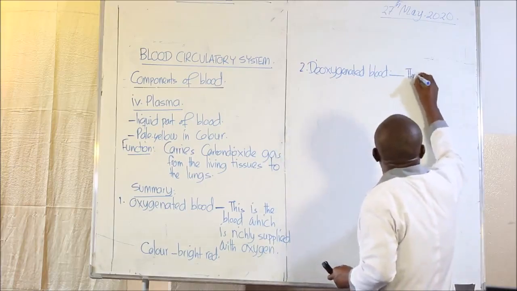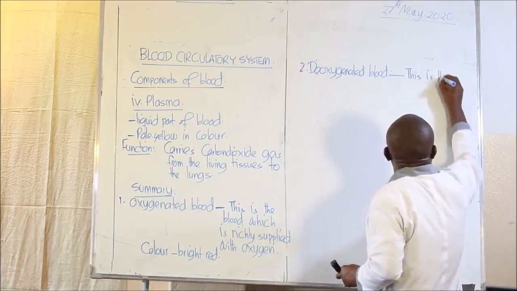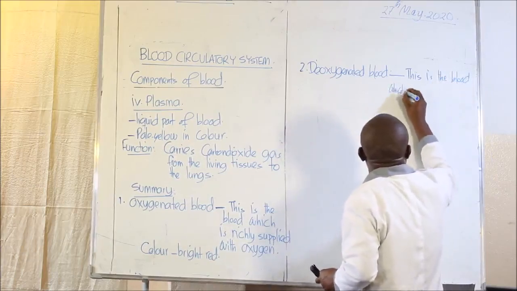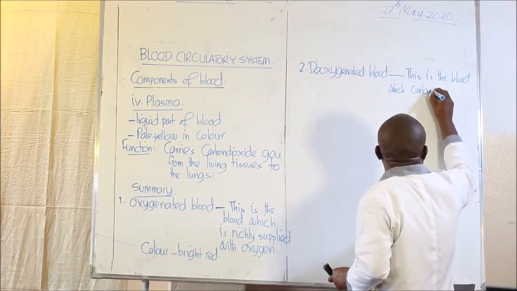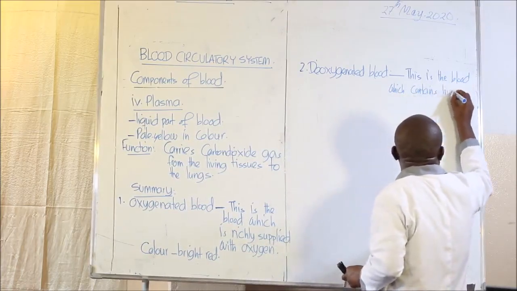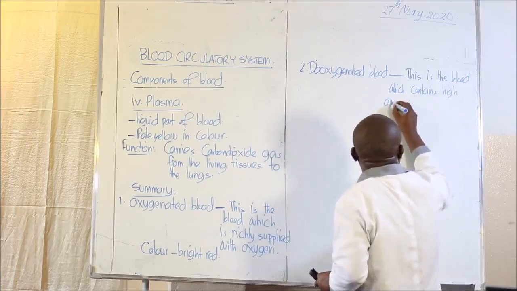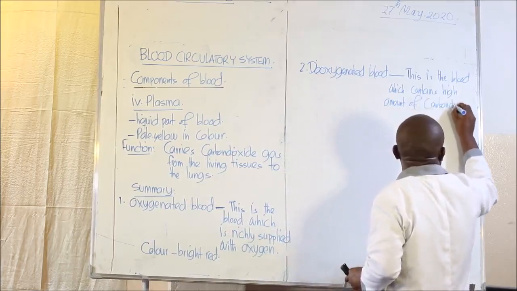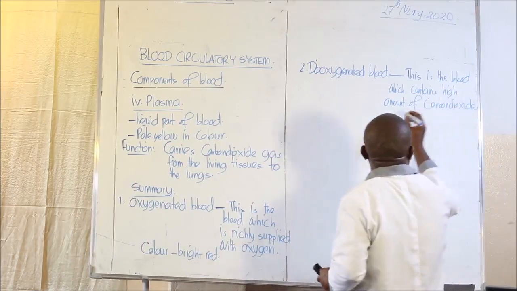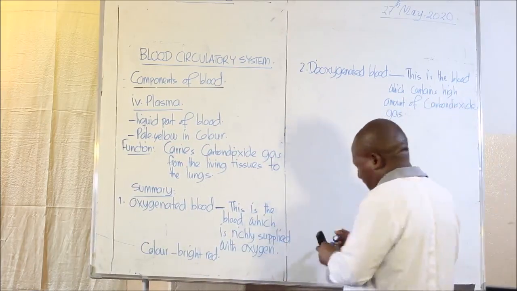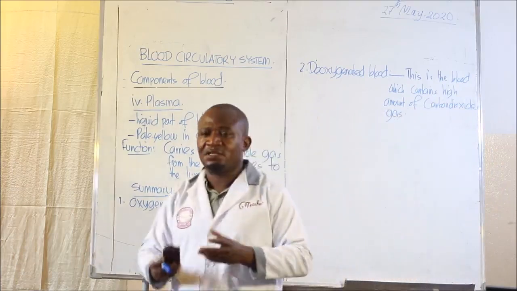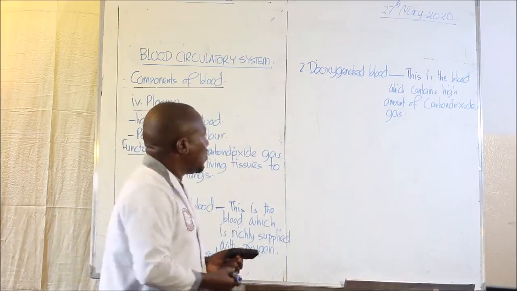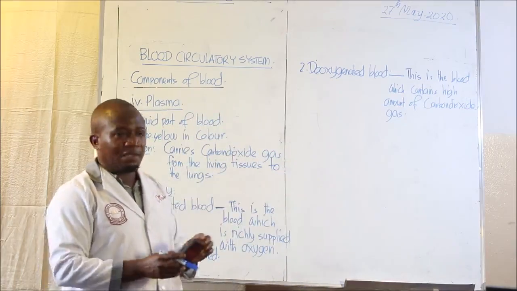This is the blood which contains a high amount of carbon dioxide gas. So if this blood contains a high amount of carbon dioxide gas, it means it doesn't have enough oxygen, and so we call it deoxygenated blood. Now, this blood can be identified by its color.